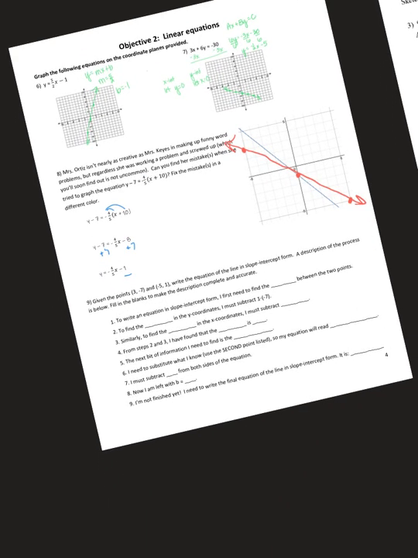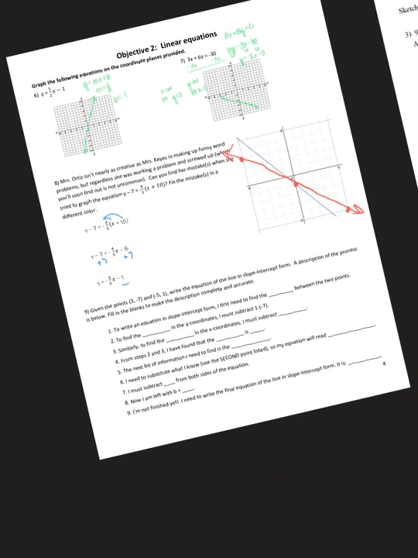Okay. All right, in number 9, it says given the points (3, -7) and (-5, 1), write the equation of the line in slope-intercept form. Describe the process below by filling in the blanks to make sure the description is complete and accurate. So we are given 2 points and we want to write it in slope-intercept form.